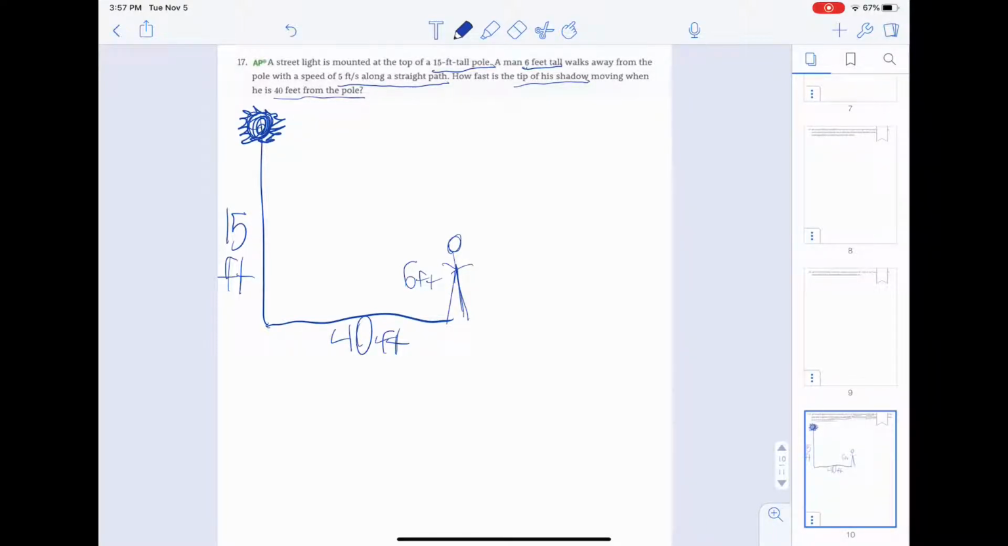So now the tip of his shadow is going to be somewhere away from the person and also away from the pole, so that the shadow will create a line. The shadow will create a line that touches the tip of the person's head and also touches the tip of the pole where the light is coming from.